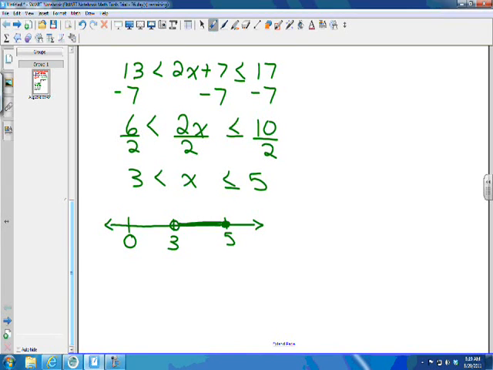Okay? That's a conjunction. Anytime they look like that, that's what you're going to do. Just get the variable by itself in the middle. Anybody have a question on those, on the conjunction?